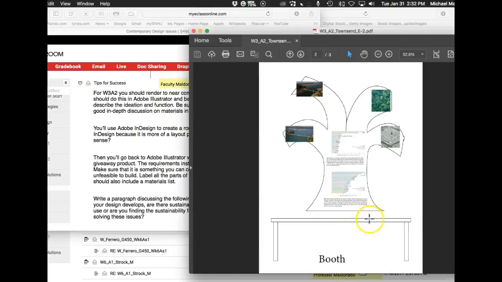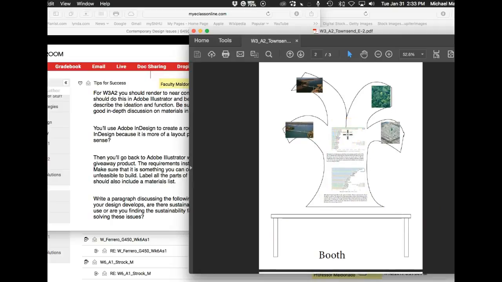Label the parts. Tell us what this is. Tell us what this is. What are these? What is this right here? What are these? What are they made from? How are they printed? What is this right here? Okay, and what are they all made from? The materials. Tell us what those materials are made from and try to make them as sustainable as possible. But you have to tell us what's going on here.